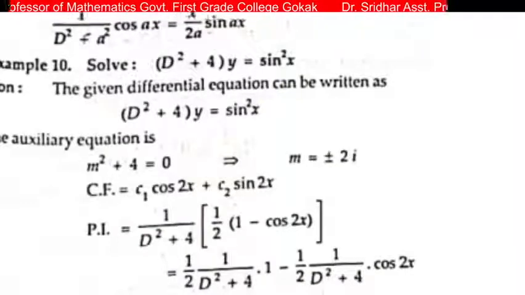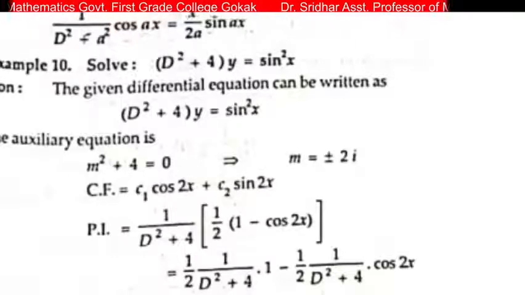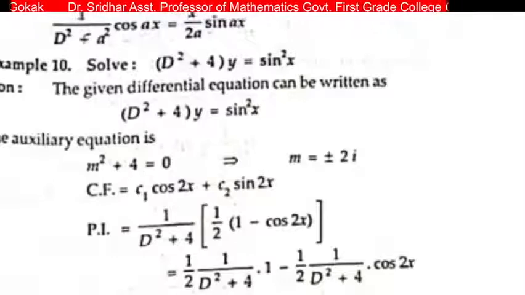Then the general solution we write as c1 cos 2x plus c2 sin 2x, because the alpha part here is 0, only we have beta. So e raised to alpha x, alpha being 0, means e raised to 0x is 1. So c1 cos 2x plus c2 sin 2x is the general solution. Next we go to the particular integral: 1 divided by D square plus 4 into 1 by 2 into 1 minus cos 2x.